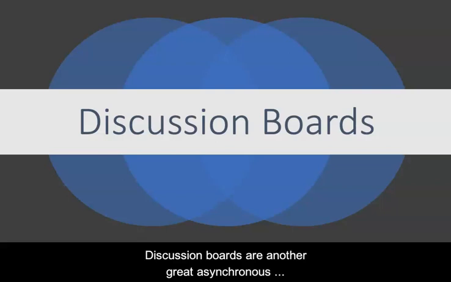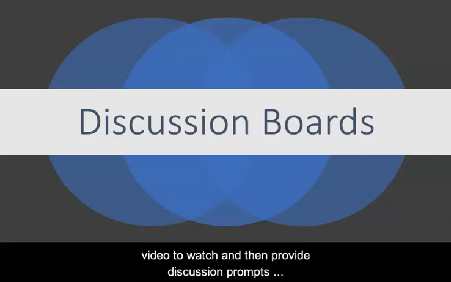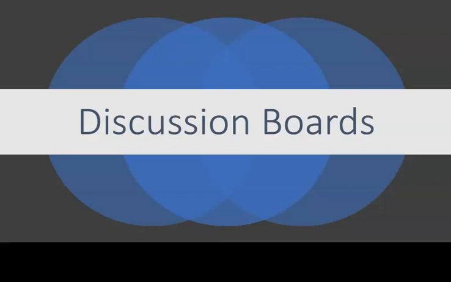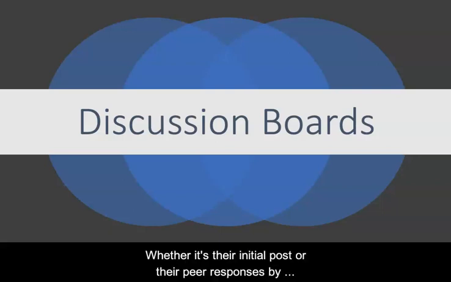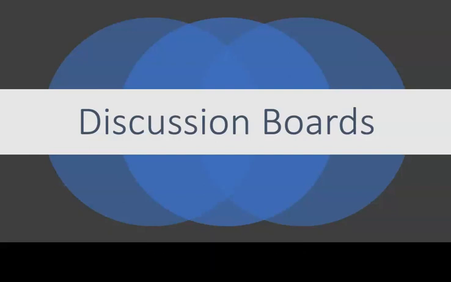Discussion boards are another great asynchronous way to engage with students. The instructor can set up a task such as reading materials or a video to watch and then provide discussion prompts. One fun rule to get students really engaged is to ask them to end all posts with a question. Whether it's their initial post or their peer responses, by ending in a question, they are throwing a ball for the other person to catch more easily.